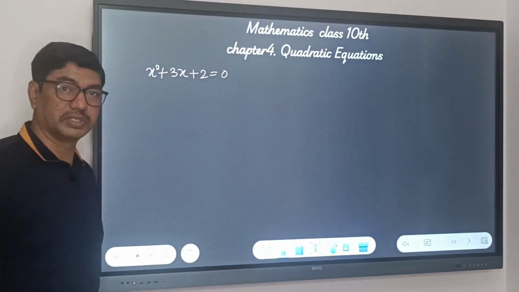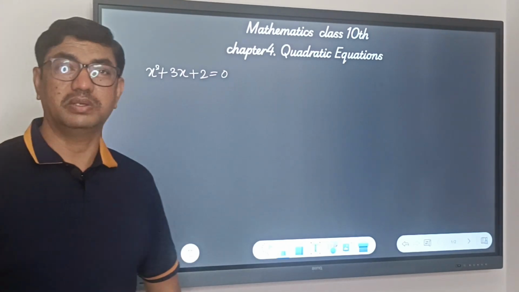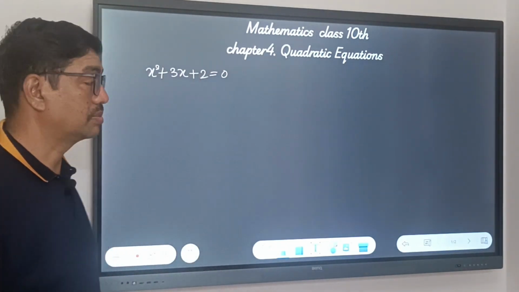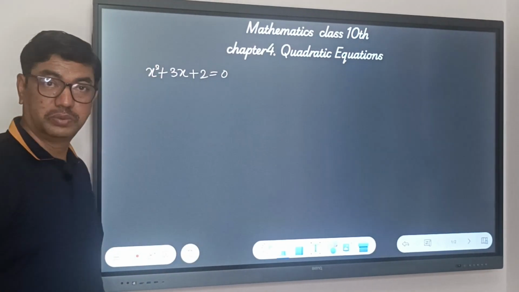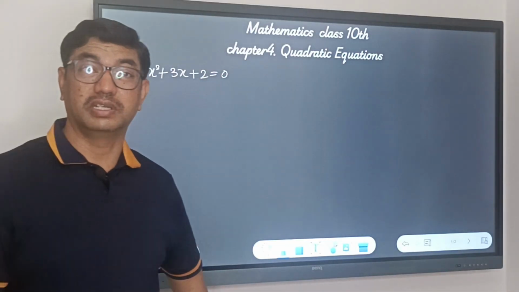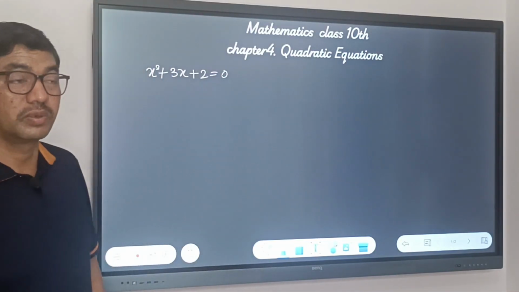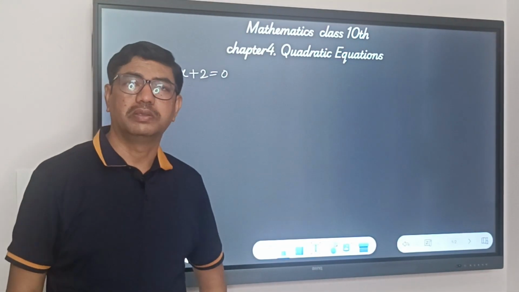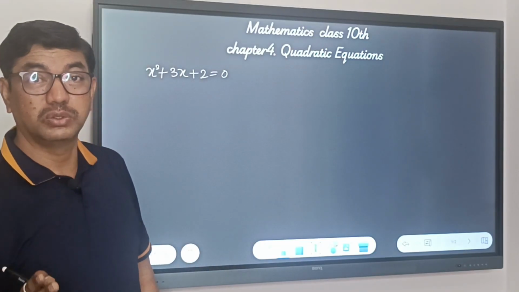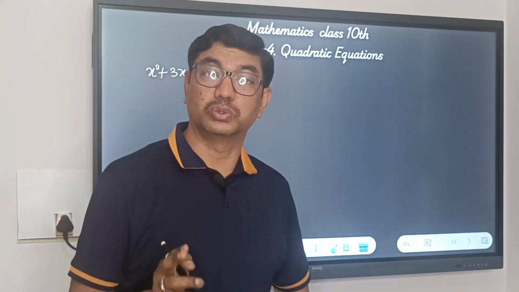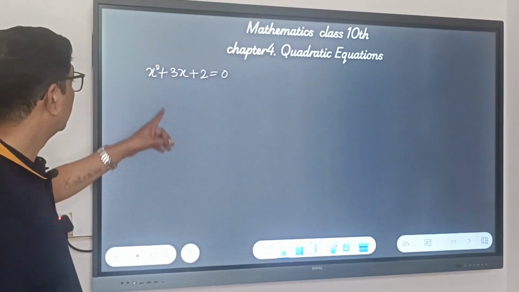This is a quadratic equation. We call it a quadratic equation when the power or the exponent is 2. X has the highest degree as 2. Then we call it a quadratic equation. In this quadratic equation, you are going to get two answers, two zeros or two roots. Why? Because the degree is 2.